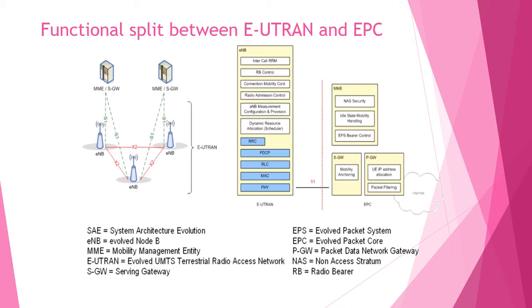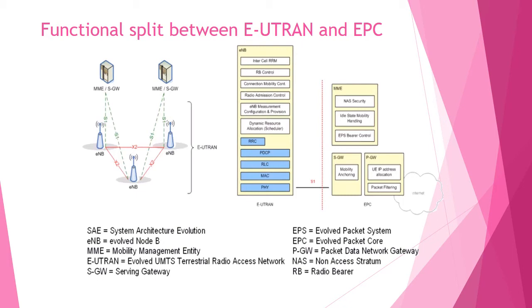So the functions of the eNode B. The functions are inter-cell radio resource management. It manages the radio resources available to the base station. Next is radio bearer control, mobility control, radio admission control, eNode B measurement configuration, and dynamic resource allocation.